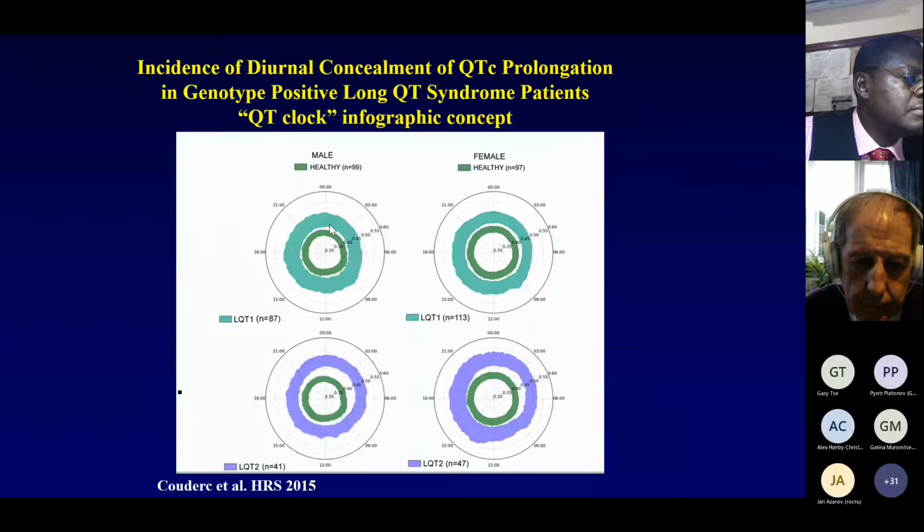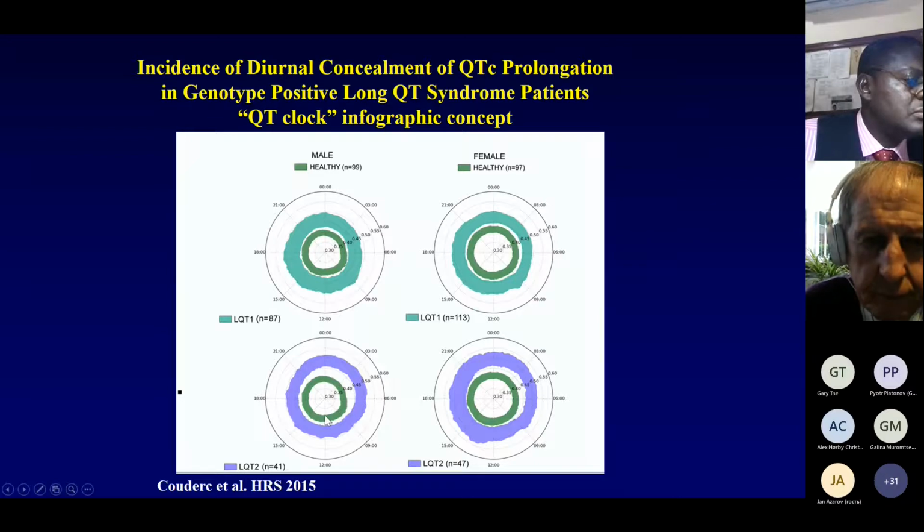The other way of looking at repolarization duration and, to some extent, dynamics was also proposed by Jean-Philippe and colleagues by looking at the so-called QT clock, as it is presented here. The QT clock works like this: we have a 24-hour clock from 0 or 24 hour, 3 a.m., 6 a.m., 12 noon, and you can see the healthy subject, and you have LQT1 superimposed in the upper portion, separately male and female, and here you have LQT2 superimposed in comparison to the healthy subject.